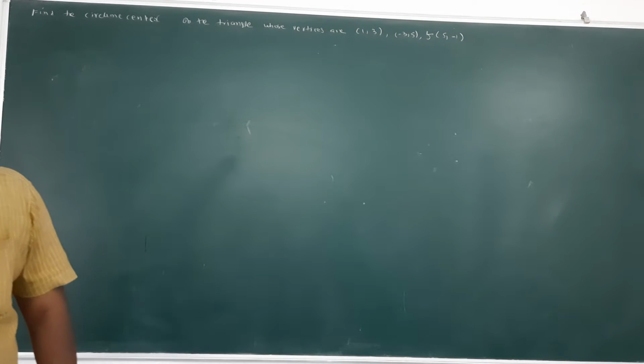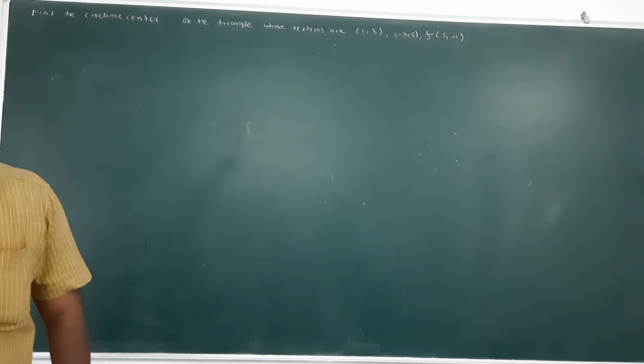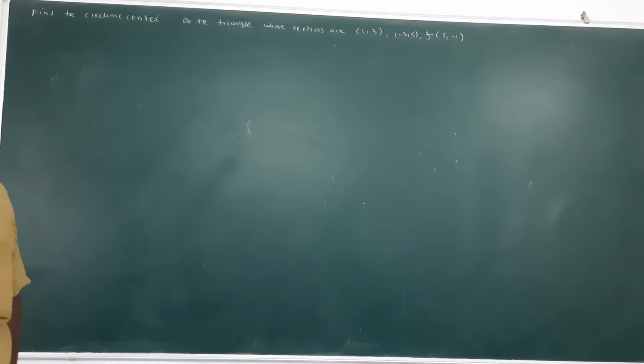Next, what is collinear? 3 or more points lying on the same line. 3 or more points lying on the same line are called collinear.